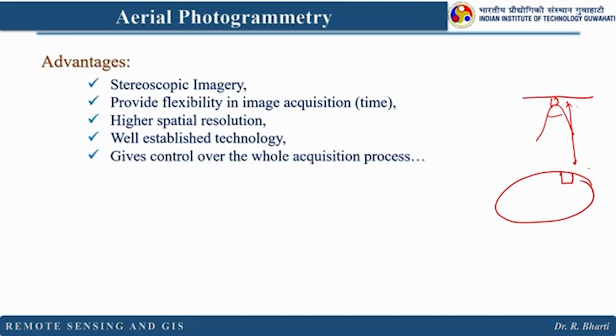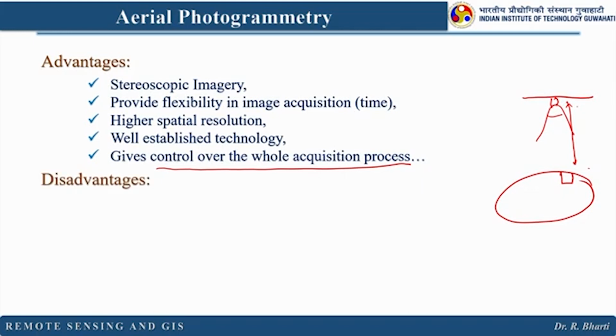Next point is it gives control over the whole acquisition process. So, here basically what I mean, you will have the full control of this image acquisition in terms of timing, whether you want to do it in the morning or in the afternoon or maybe in the evening or maybe in the night, depending upon in which wavelength you are working and what is your application, right. So, like that you will have many other flexibilities when you are going for aerial survey or aerial photogrammetry, right.